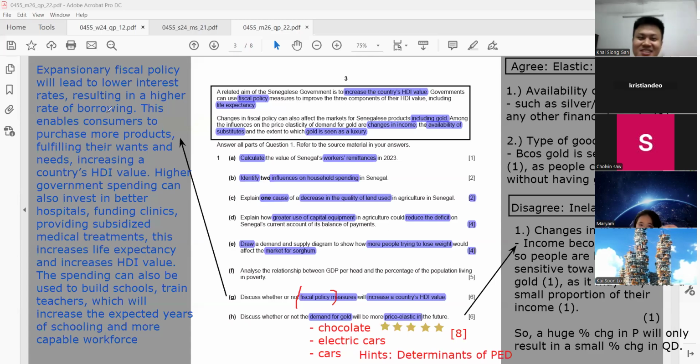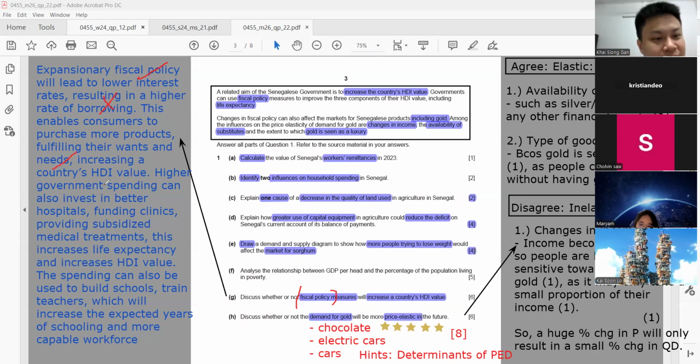Cannot. Now you see, the first thing is very good, fiscal policy good. But then when I see lower interest rate, higher rate of borrowing, highlight. No more already. Fiscal policy, oh. Never mind. It's okay. Let's see. Maybe you can get some marks at the back. This enables consumers to purchase more products, fulfilling their wants and needs. Okay. Hey, how is this increasing HDI value? A bit unclear. Never mind.